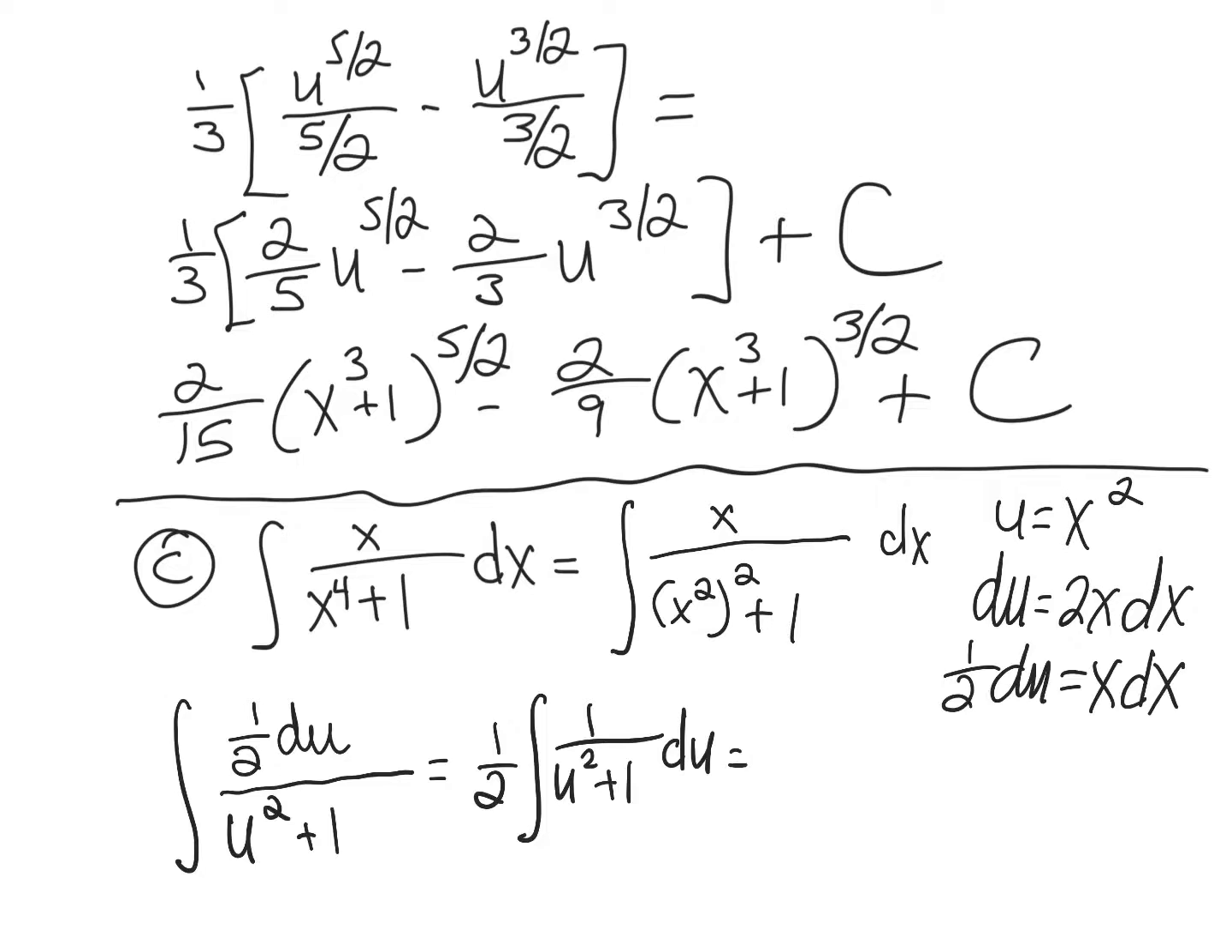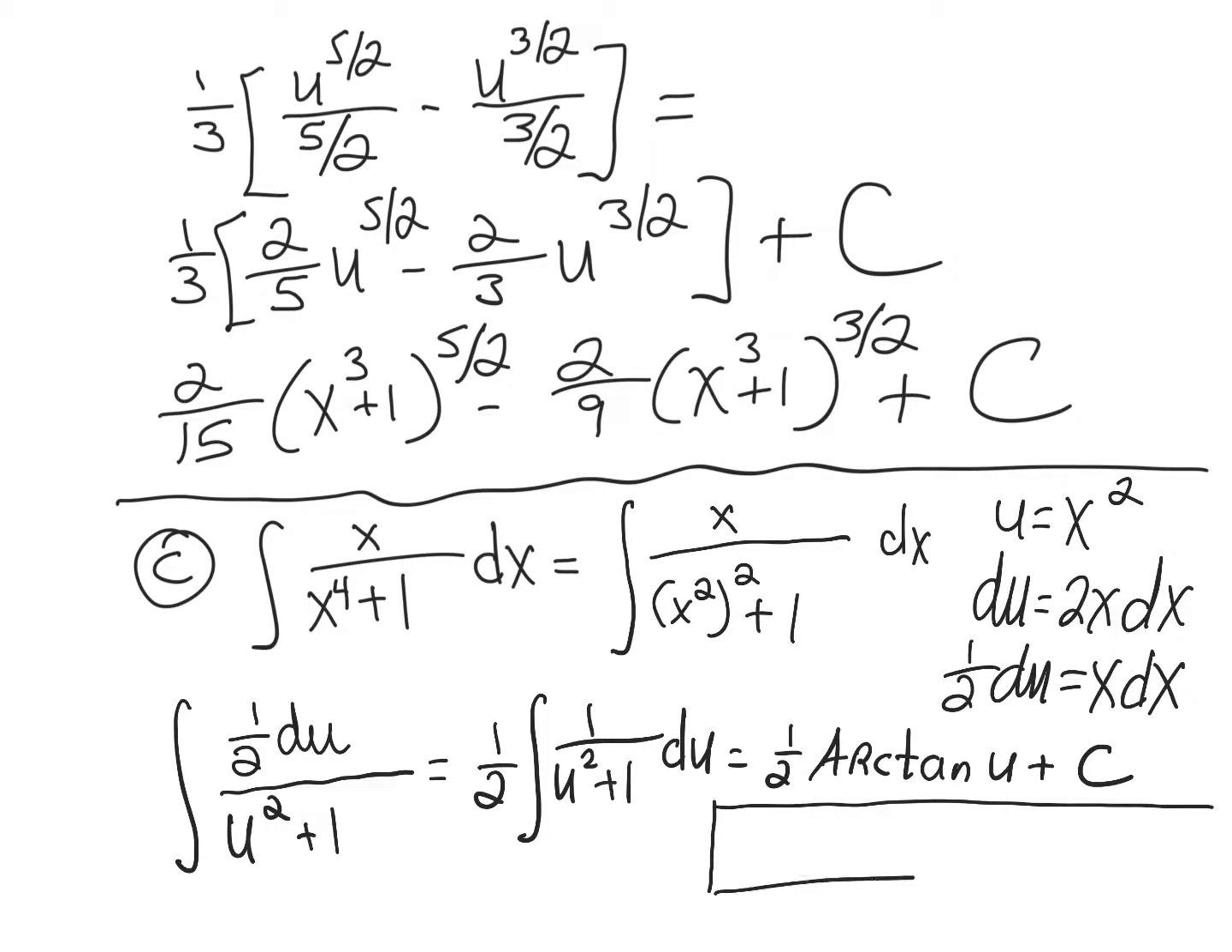We know that that is a basic antiderivative. It is arctan of u, inverse tangent of u, plus c. And as a last step, we want to write the answer in variable x. So the integral of x over x to the 4th plus 1 dx is 1/2 arctan of x squared plus c.